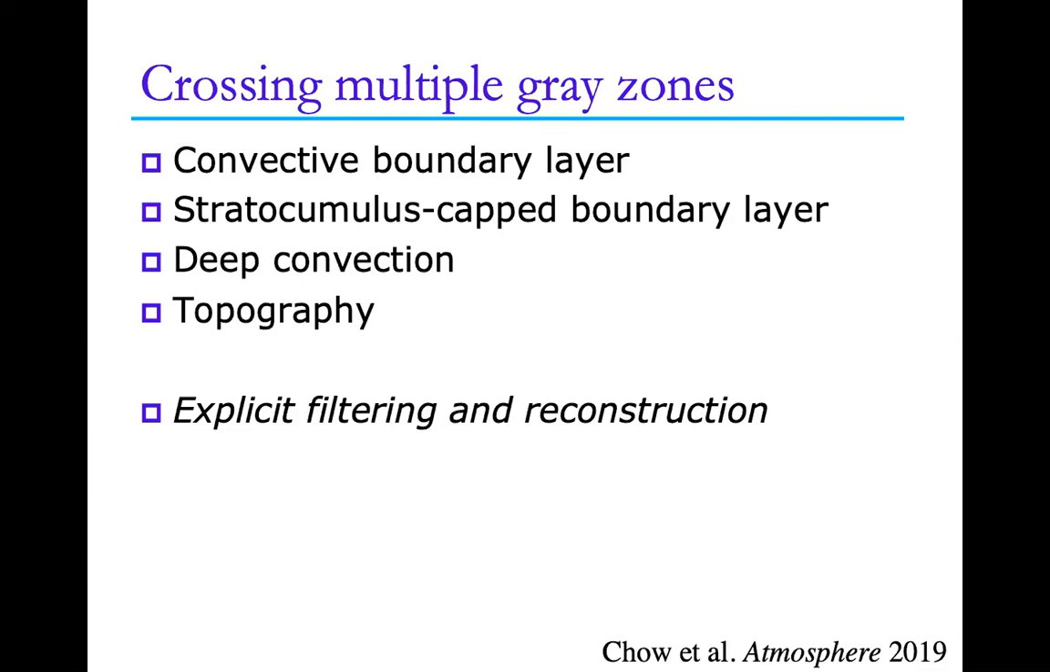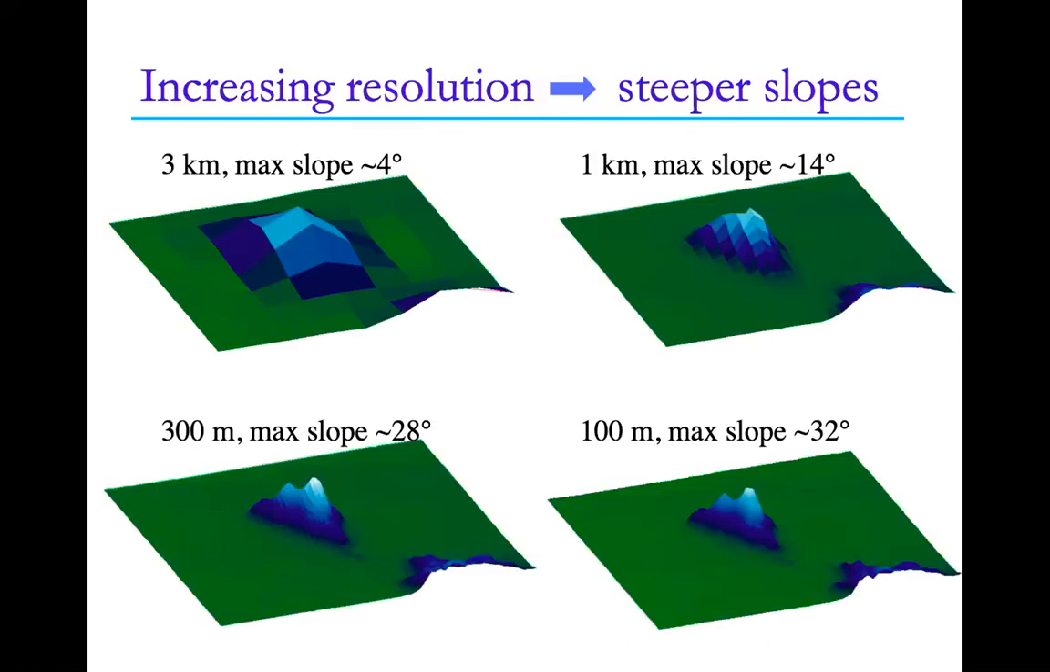So what happens as we go to finer and finer resolution? If we look at a mountain at 3 kilometer resolution, the grid doesn't really see all of the steep slopes, and maybe the max slope that you see is 4 degrees. But as you go to 1 kilometer resolution or 300 meters or 100 meters, the max slope that's resolved increases dramatically to say 32 degrees in this case, or much finer sometimes.